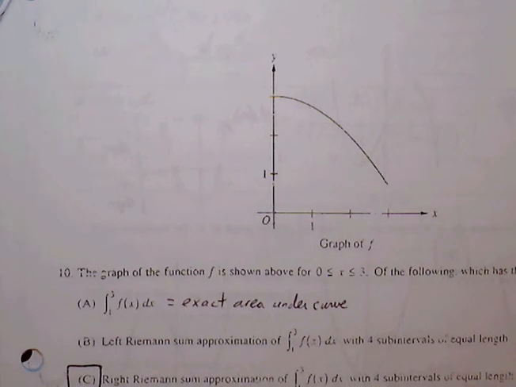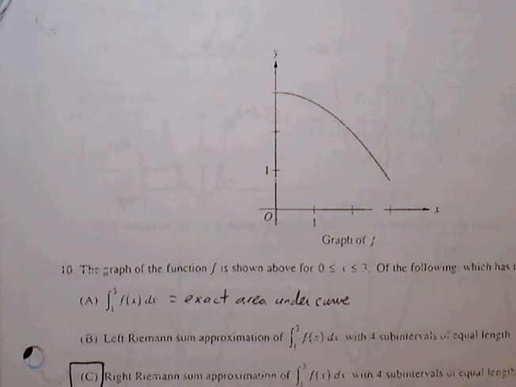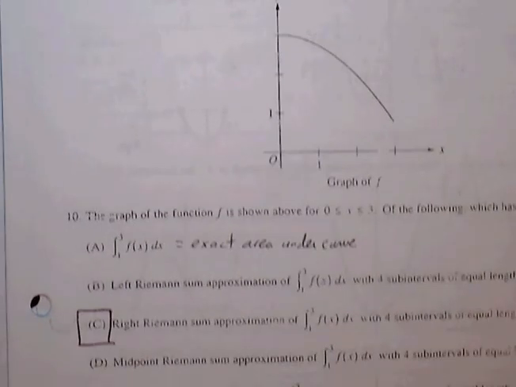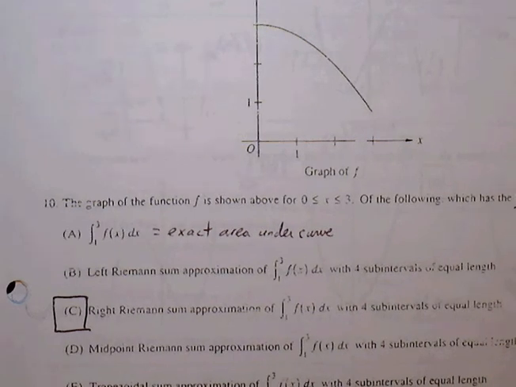Hey, we're continuing with the 2008 multiple choice portion of the AP AB calculus exam. So number 10, the graph of the function is shown for t between 0 and 3. Of the following, which has the least value?